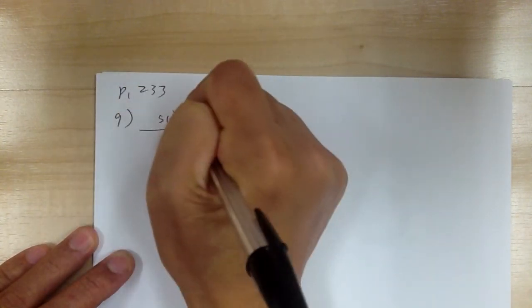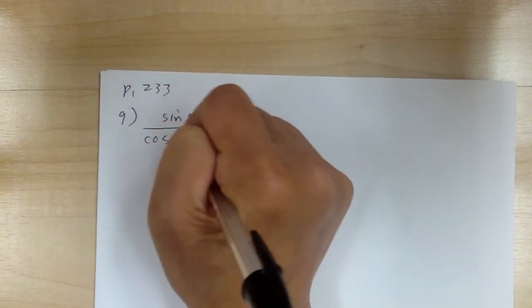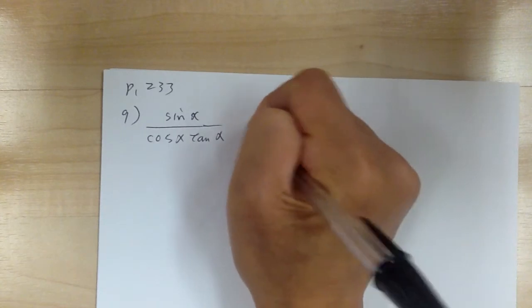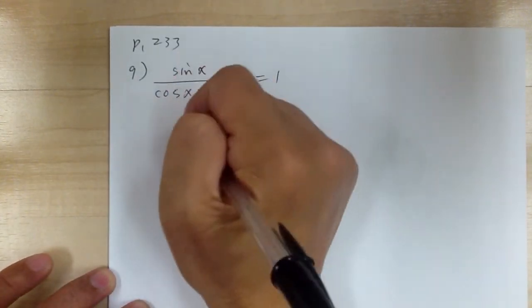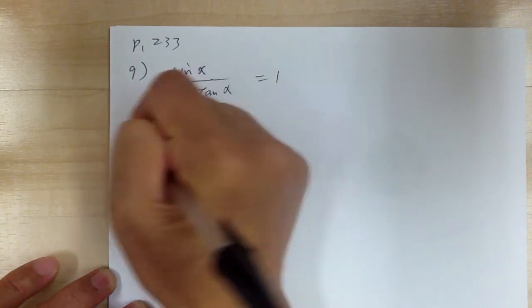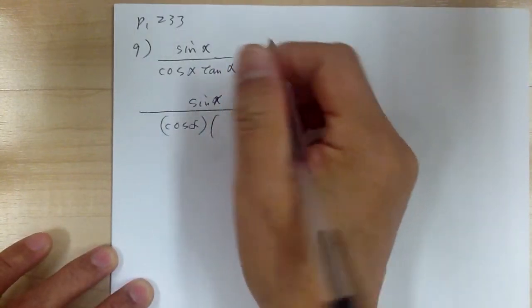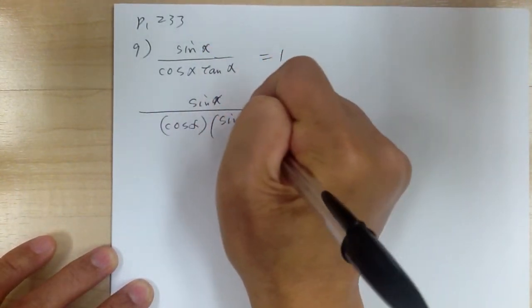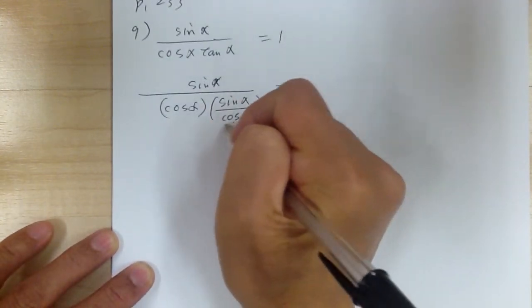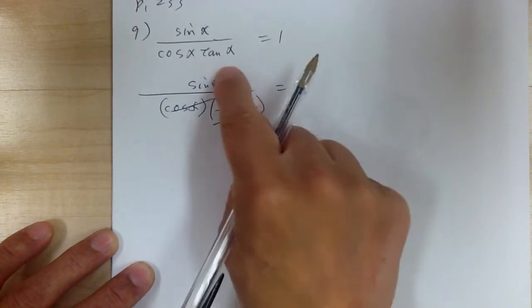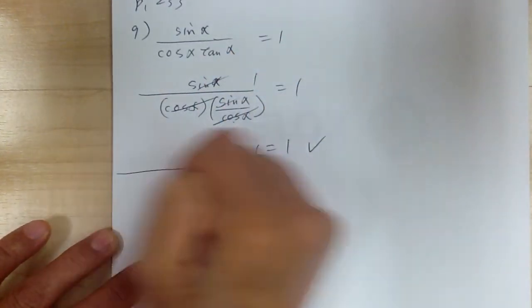Okay, let's go to 9. Sine alpha over cosine alpha tangent alpha equal to 1. Obviously this is more complicated, so let's change this side. You have sine alpha over cosine alpha, and again change everything to sine and cosine. So tangent is sine over cosine. So cosine and cosine cancels out. You end up with sine over sine, so again this is going to cancel out. So you got 1 equal to 1, check.